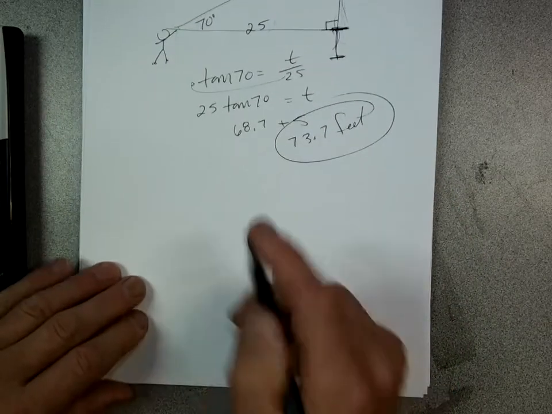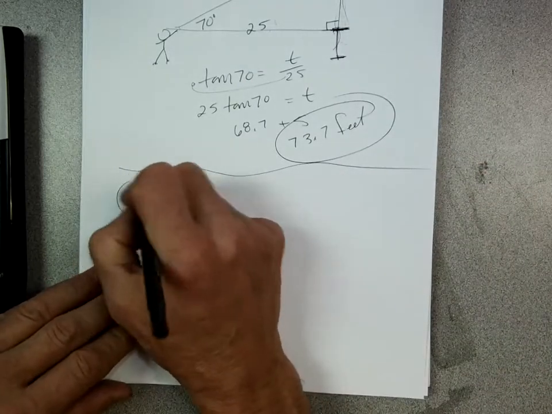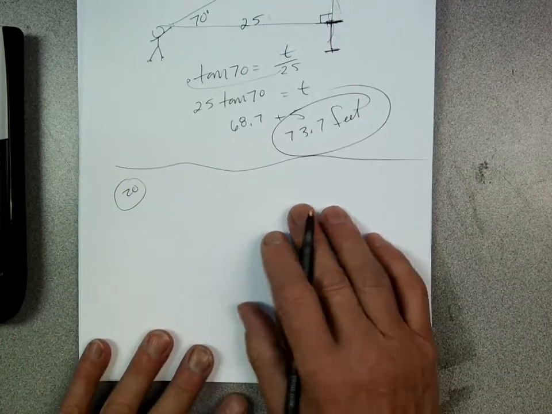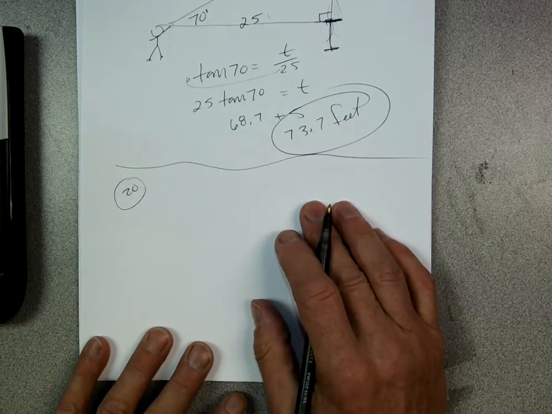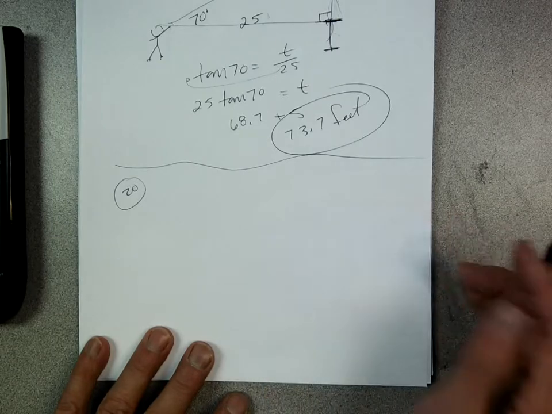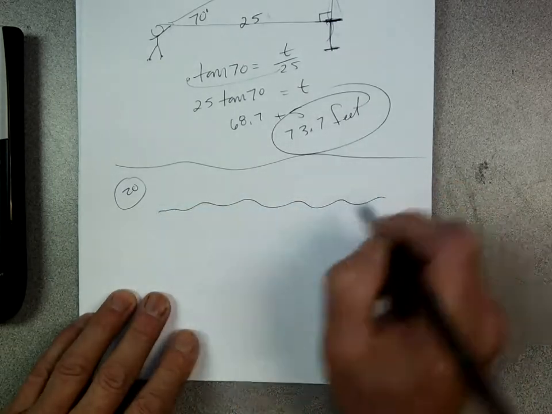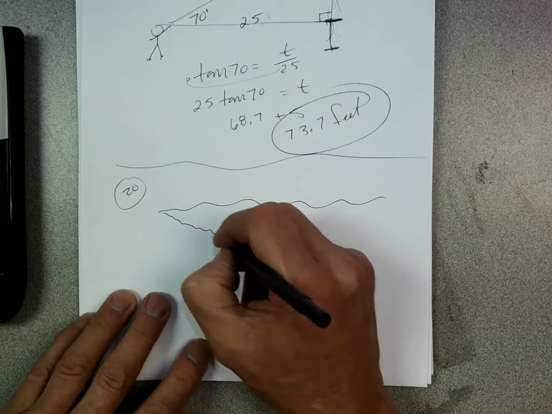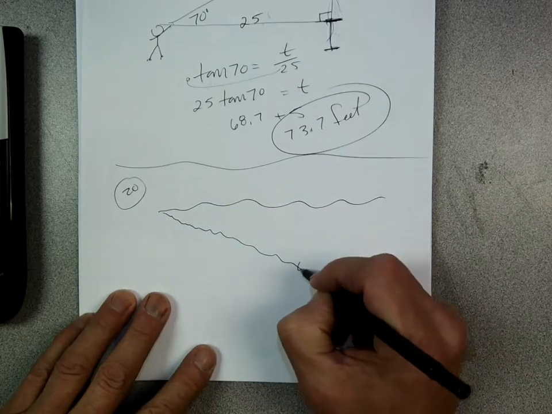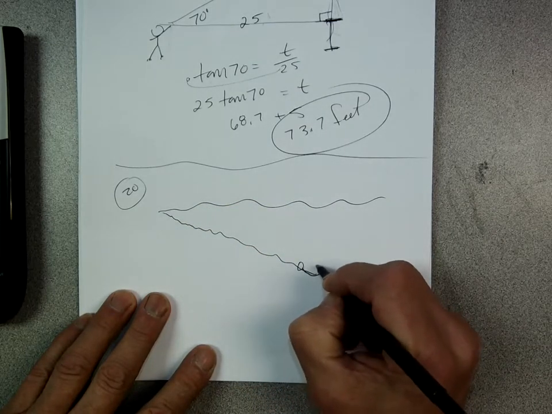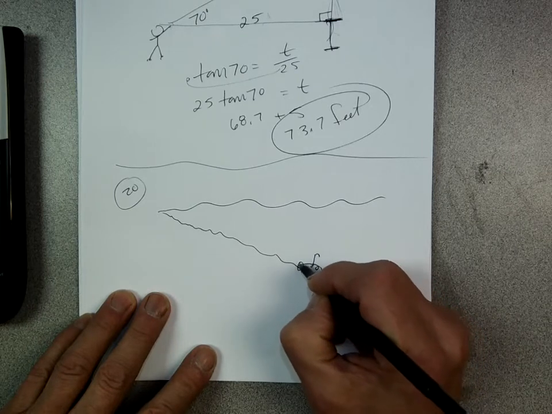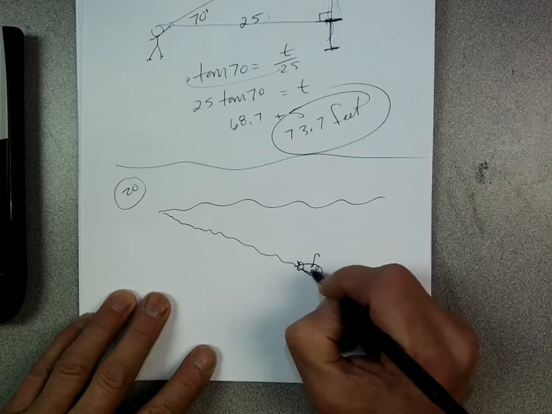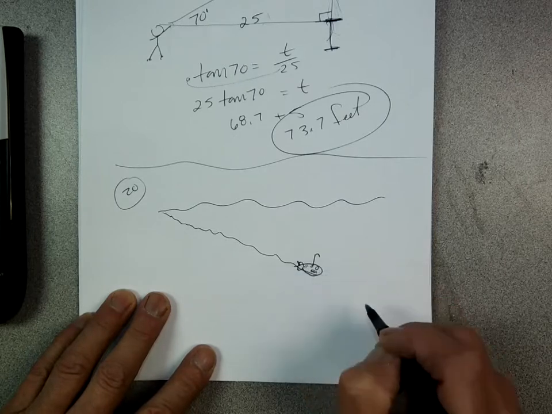Number 20. Alright, 20. So a submarine takes a dive that is at a rate of 200 meters per minute vertically down to 1300 meters per minute horizontal with the surface. What the heck does that mean? Well, let's draw a picture. Here's my water. Here's my submarine heading down, right? There's my submarine just cruising along.